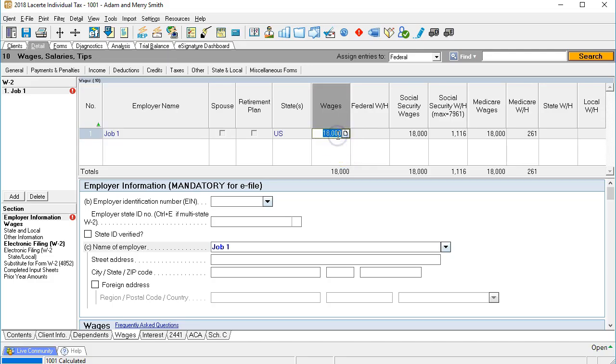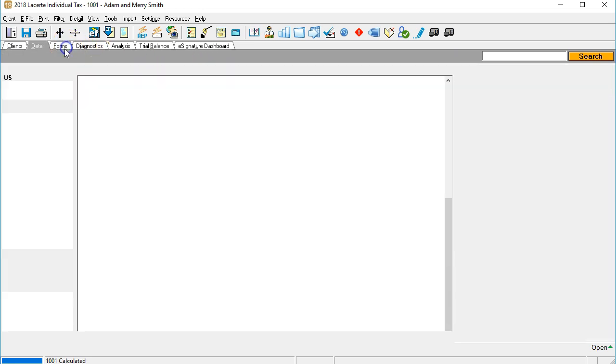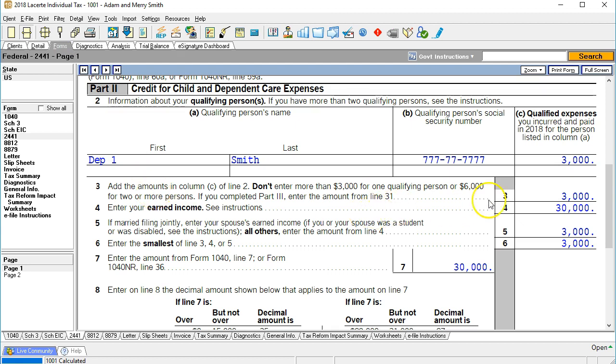So let's go back to our 1040 and say that we have $30,000 for one spouse, but no other work for the other spouse. And then if we go to our 2441, we're going to say that we had $10,000 of expenses, but that one of the spouses was a full-time student for 12 months. So if we go back to our form and ask what that's going to do, now we see that we have the $3,000 qualified expenses, $3,000 on the cap.